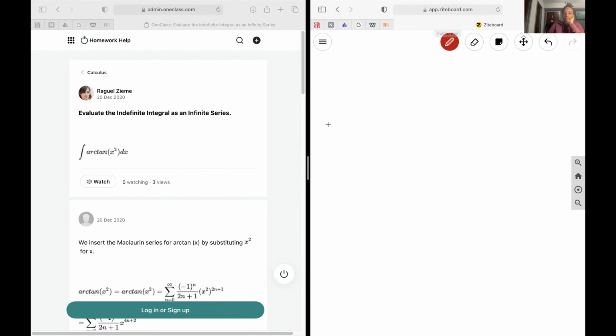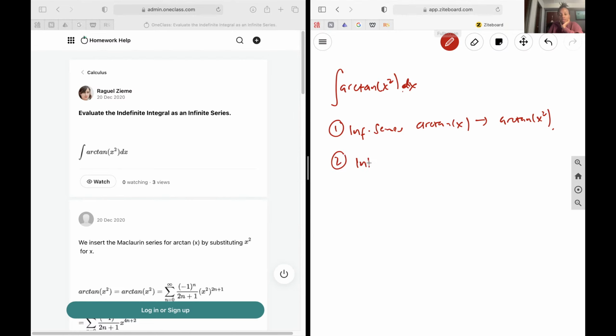Okay, next up, I'd like to evaluate the indefinite integral as an infinite series. So I'm looking for the integral of arctan x squared. So first, how I'm going to deal with this is I'll find the infinite series for arctan x, which will lead me to finding the infinite series for arctan x squared by substitution. And then for my second part, I will integrate that.